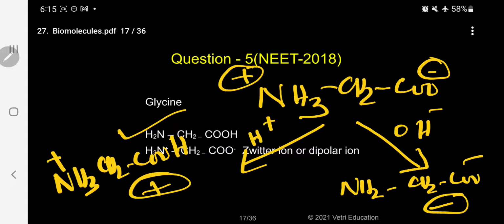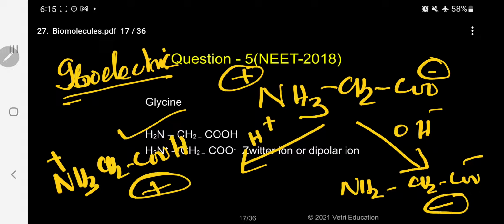So here I am introducing one important property, isoelectric point. What is an isoelectric point? That is, it is the pH value at which the amino acid molecule will migrate neither to the positive electrode nor to the negative electrode. This is the isoelectric point. Please follow.